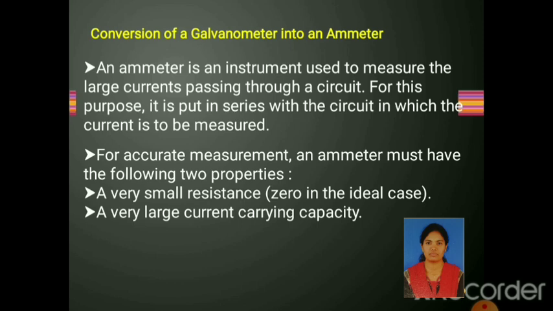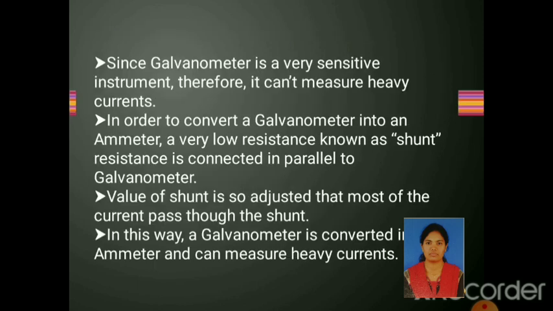Now for accurate measurement, an ammeter must have the following two properties. It must have a very small resistance, in an ideal case, it should be 0, and a very large current carrying capacity. Since galvanometer is a very sensitive instrument, therefore it cannot measure heavy currents.